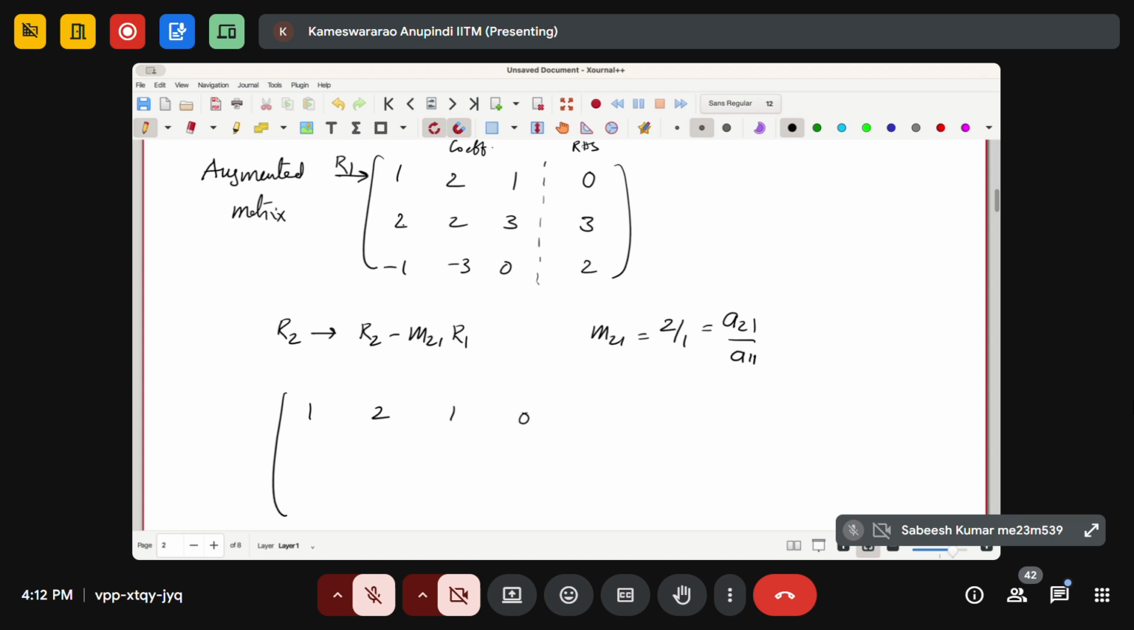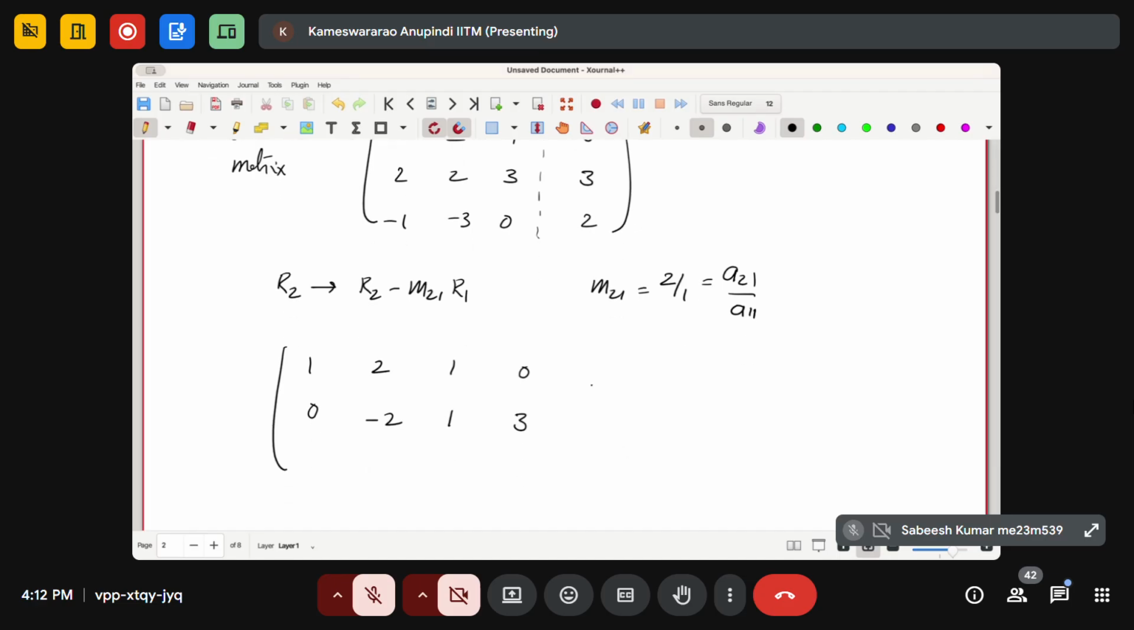And the second row is going to be 2 minus 2 times 1, that is 2, that is equal to 0. Then we have 2 minus 2 times 2, that is 2 minus 4, that is minus 2. Then we have 3 minus 2 times 1, that is 3 minus 2, that is 1. We have 3 minus 2 times 0 is 3. Okay, that is what I have obtained. As you can see, we made the value below A11, below the pivot element, as 0.